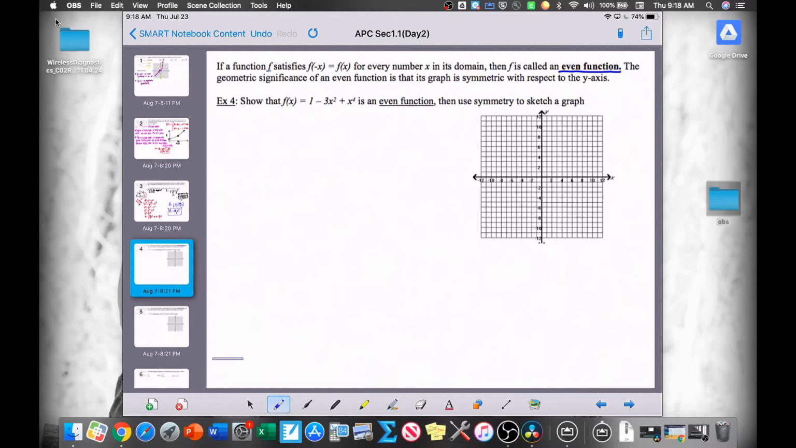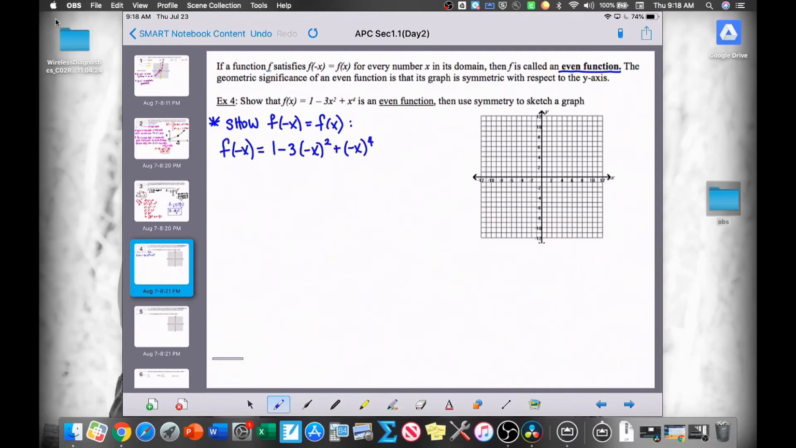Our first job is to show that f of x is even. And what that means is they want us to show that f of negative x is equal to f of x. That's how we show it or prove it algebraically. Basically, f of negative x means that we are taking negative x and substituting it in for the variable wherever x appears. So f of negative x would be equal to 1 minus 3 times, and then we're going to put negative x in for x, and again, plus negative x to the 4th.